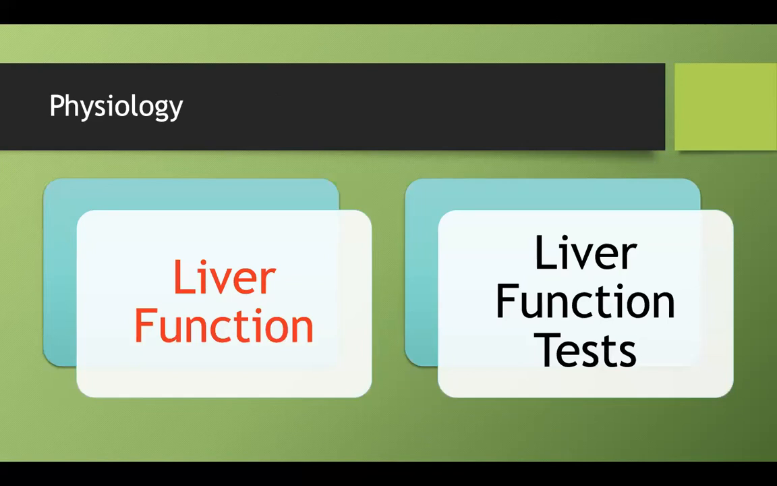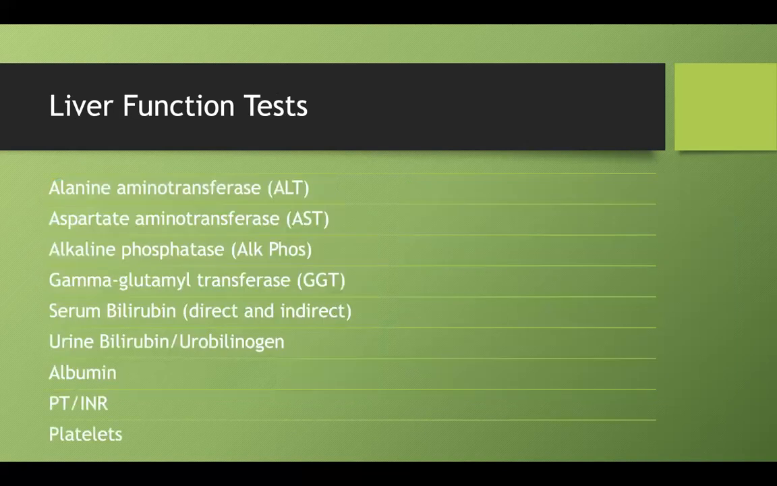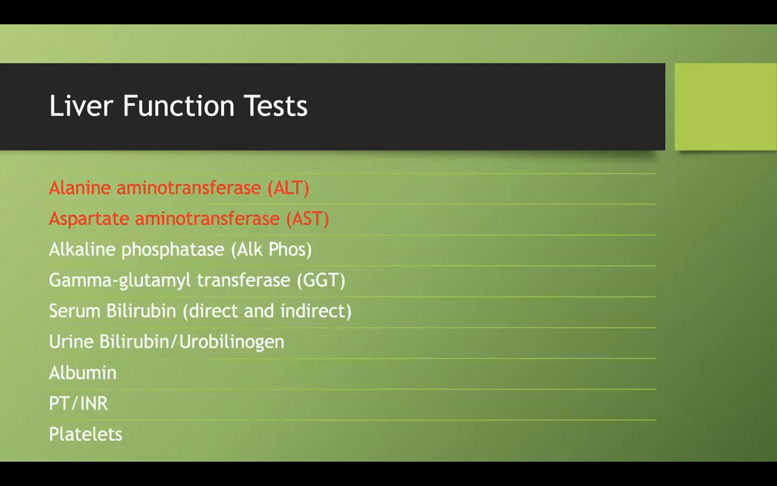Now that we've talked about liver function, I want to discuss some of the liver function tests, some of the laboratory values that you can order to assess whether the liver is functioning well or not. And I've broken this down into a few different sections. So the first one we're going to talk about is our aminotransferases, ALT and AST.